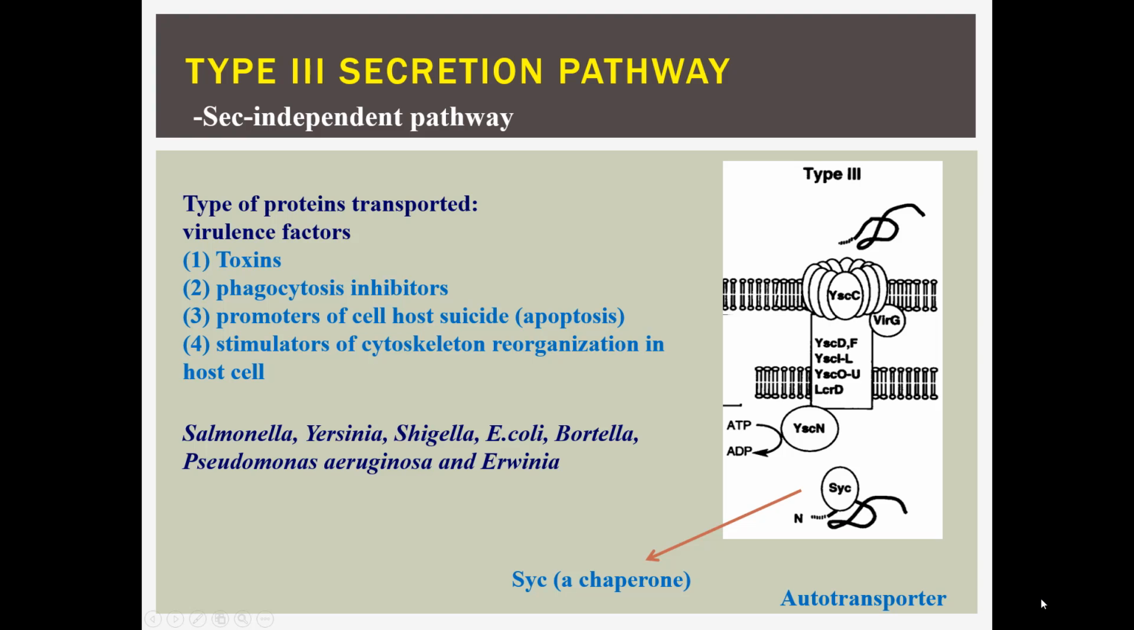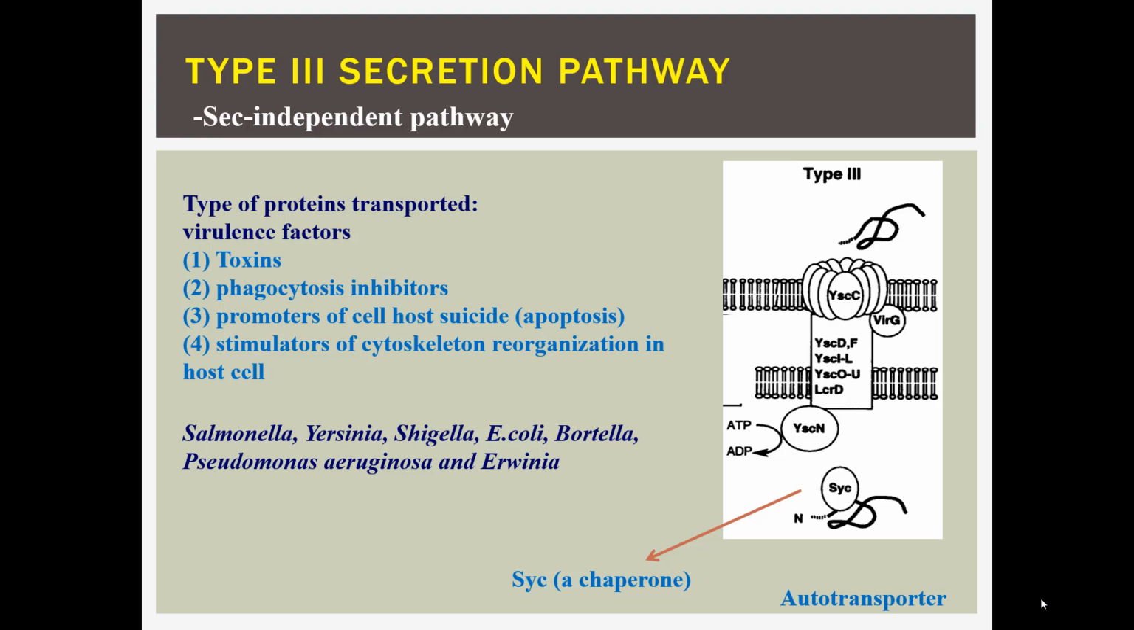Now I want to talk about the type 3 secretion pathway. The type 3 secretion pathway is a sec-independent system. The system forms an apparatus used for the injection of virulence proteins directly into the cytosol of eukaryotic host cells. These virulence factors include toxins, phagocytosis inhibitors, promoters of host cell suicide, and stimulators of cytoskeleton reorganization in the host cell.